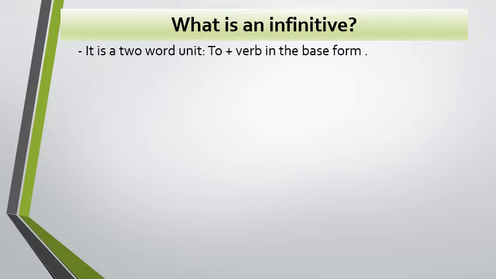Fine, let's talk about the meaning, or what is an infinitive. As you know, an infinitive consists of to plus the verb, and this verb is usually in the base form. Okay, let's use the highlighter. This verb is usually in the base form.